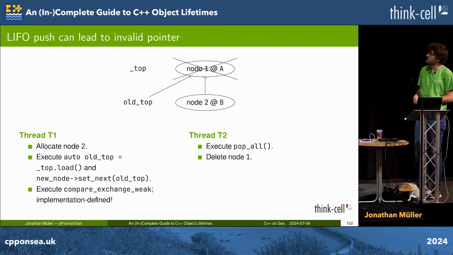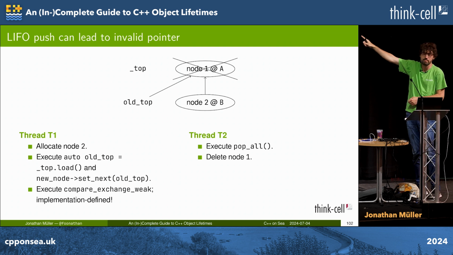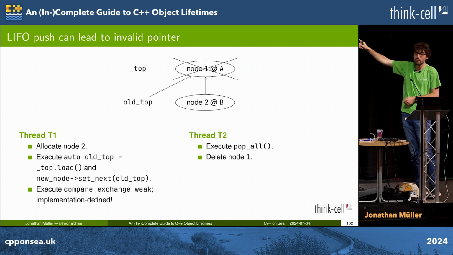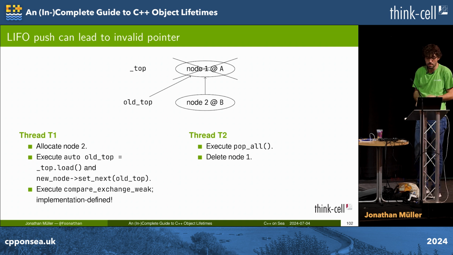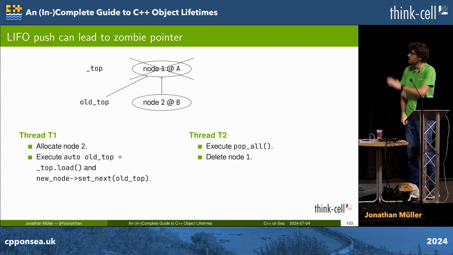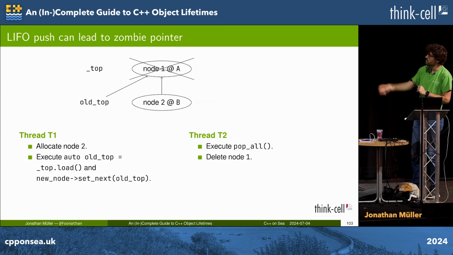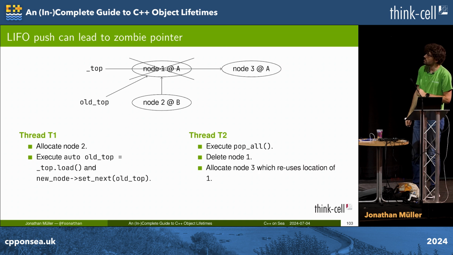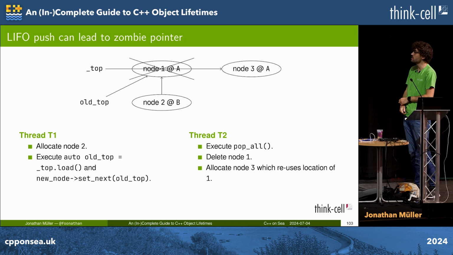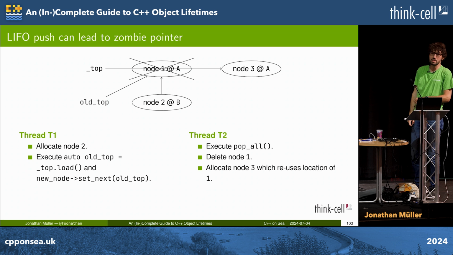Now T1 comes again and does the compare exchange between top and old top. And this is implementation defined because old top refers to deallocated memory. So this can do anything, including trap, which is obviously bad. But it gets even worse. So let's say we're at this point again. We've deleted node 1, but now we allocate node 3. This reuses the memory of node 1 and is successfully added to the list.